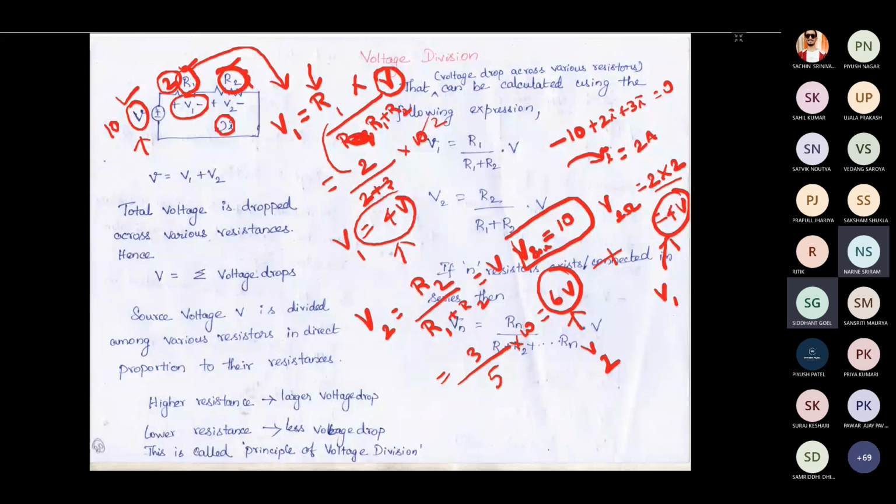Why it is coming out correctly is that in this formula, we are actually directly applying KVL and finding the answer. We are not doing anything else. What we are doing is first finding the current through the circuit using this formula. How are we finding the current? V, the source voltage, divided by R1 plus R2. This gives the current flowing through this circuit, that is I.